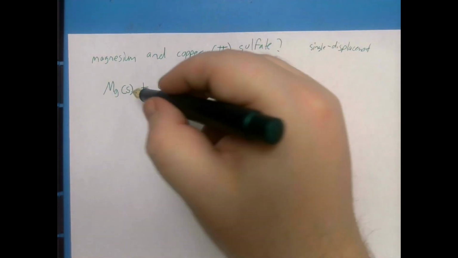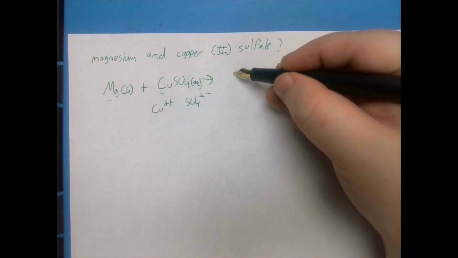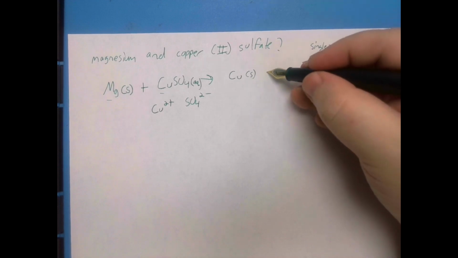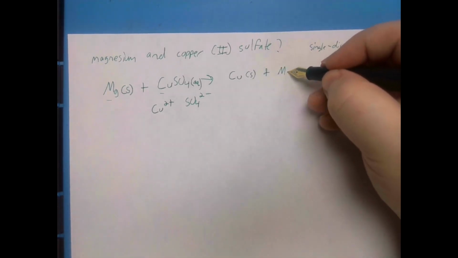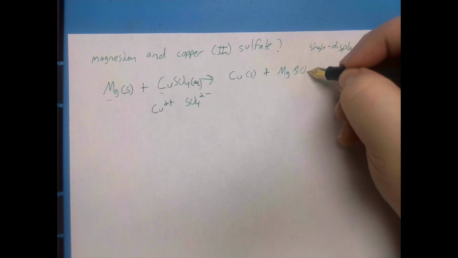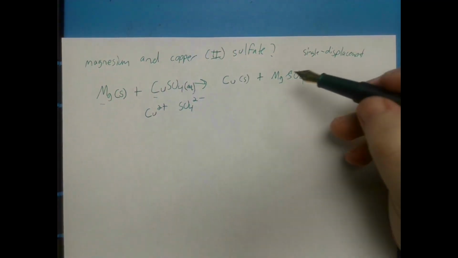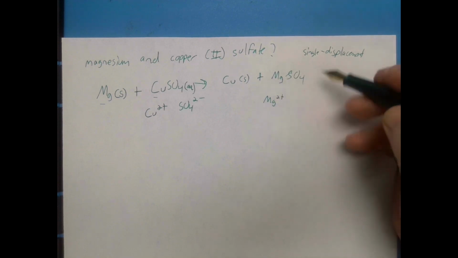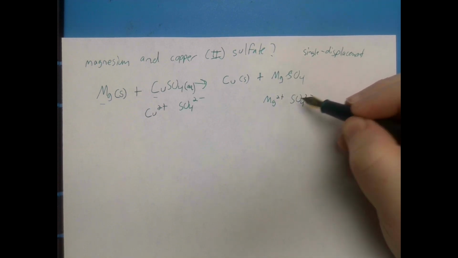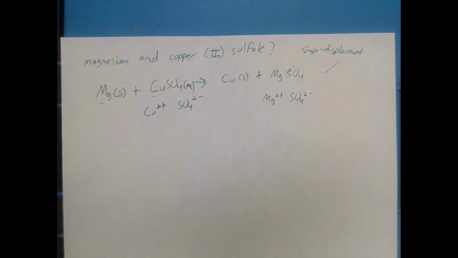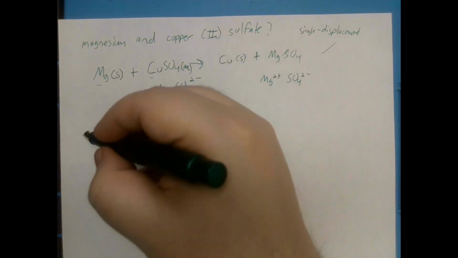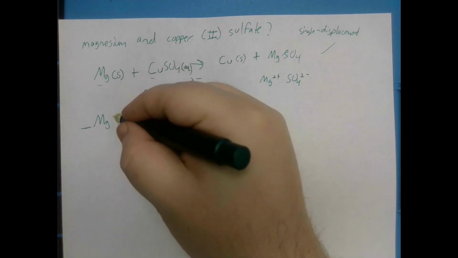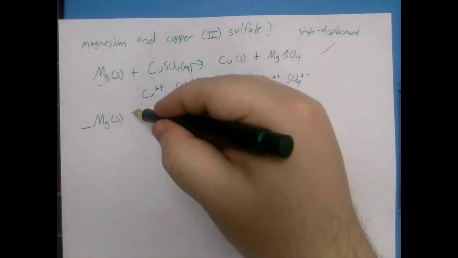So the metals are going to change places. So we're going to have copper left, and this is solid. And then we're going to have in the liquid magnesium sulfate. And make sure we check our charges. So magnesium is 2 plus. Sulfate is 2 negative. That's a 1-to-1, so that's good. So now we need to check to see if it's balanced.